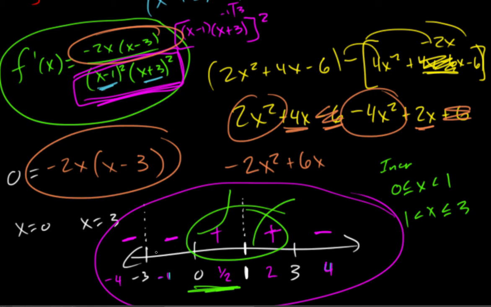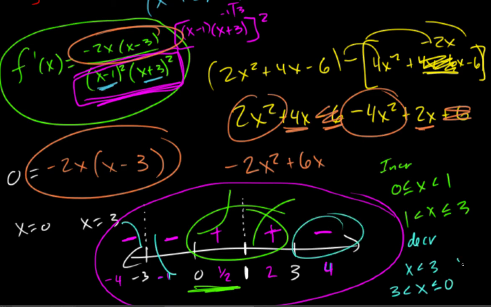And then for the negative, for the decreasing, we're going to do a similar thing right here, because we're going down and then down like that. We take a break at negative 3, so we're going to say x is less than negative 3. We're also going to say negative 3 is less than x is less than or equal to 0. And then right here is going to give us x is greater than or equal to 3.